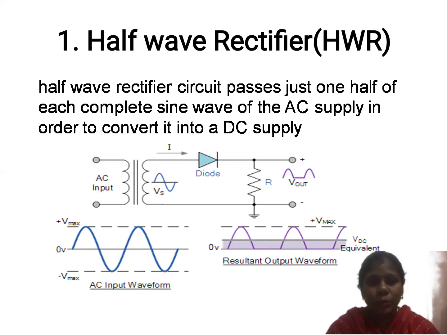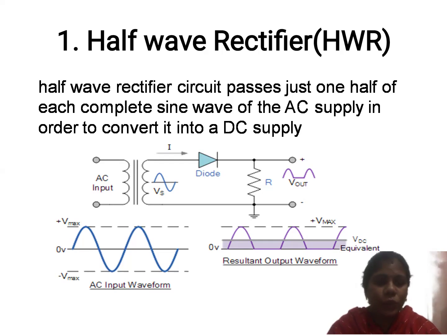As the input signal doesn't flow across the load resistor, during this negative cycle the output is 0. So in the output waveform, you can see that for the input negative cycle of Vs, the output is 0. This can be seen in the waveform also, where we take 0 volts as the reference voltage.